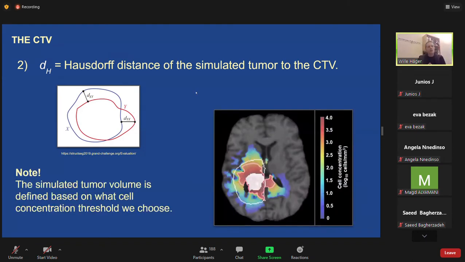So comparing it to CTV, the CTV is always strictly defined because it's just an expansion of the segmented GTV. But our simulated tumor can take on different volumes depending on how we define the threshold of what constitutes tumor volume. Because in our simulations, the actual tumor cell concentration, in some cases, encompasses the entire brain, because it can also account for cell concentrations less than 1 cell per cubic millimeter, which are fractions of that. So if we cannot really set it to 0, we have to choose some value here.